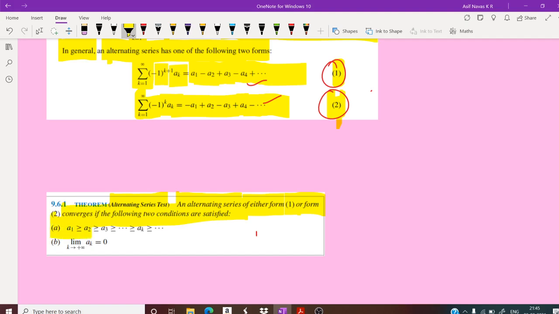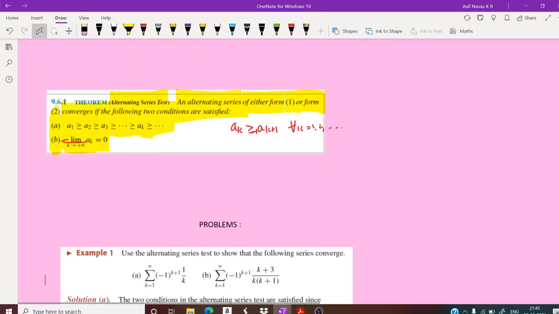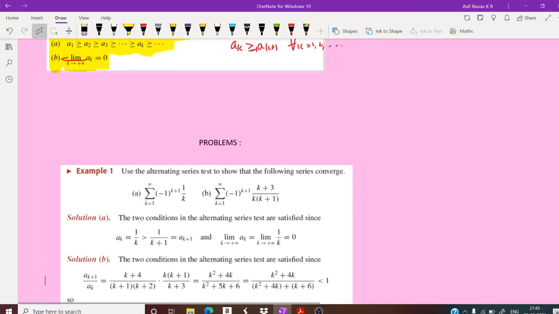The first condition is a1 ≥ a2 ≥ a3 ≥ etc. ≥ a_k, that is, a_k ≥ a_(k+1) for all k equals 1, 2, etc. And the second condition is the limit as k tends to plus infinity of a_k is equal to 0. So if these two conditions are satisfied, then the alternating series converges. So we will do a few problems.